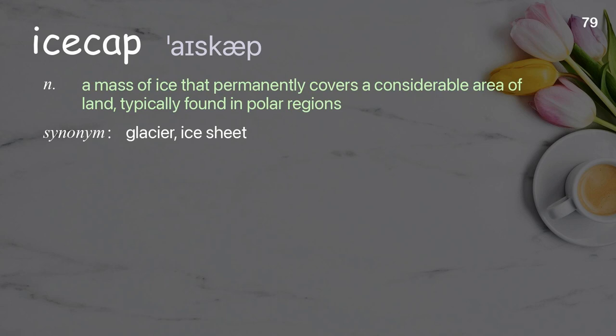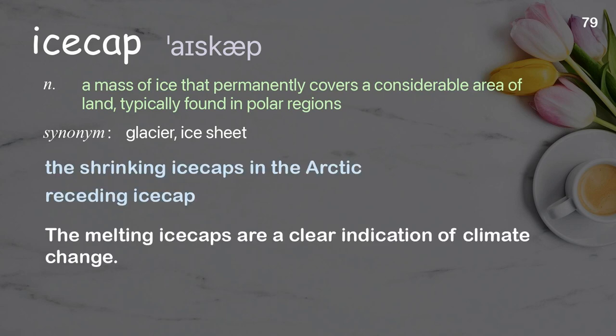Ice cap. A mass of ice that permanently covers a considerable area of land, typically found in polar regions. Examples: the shrinking ice caps in the Arctic, receding ice cap. The melting ice caps are a clear indication of climate change.